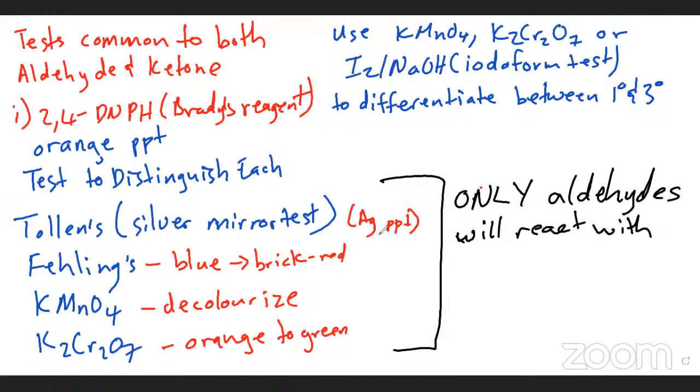By the way, when you oxidize primary alcohol, what do we get again? Aldehyde, right? If you use a weak oxidizing agent, you will get the aldehyde. If you oxidize secondary alcohol, you will get ketone. If you reduce a ketone, what will you get? A secondary alcohol. And if you reduce aldehyde, what will you get? Primary alcohol.